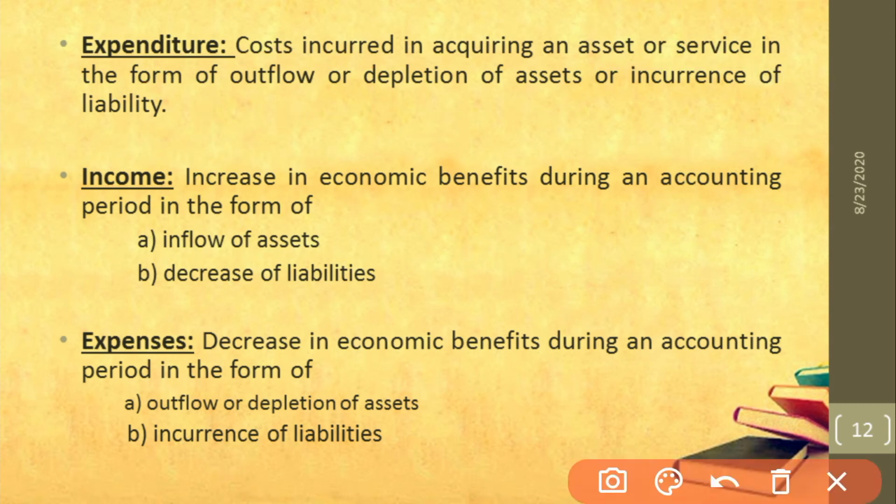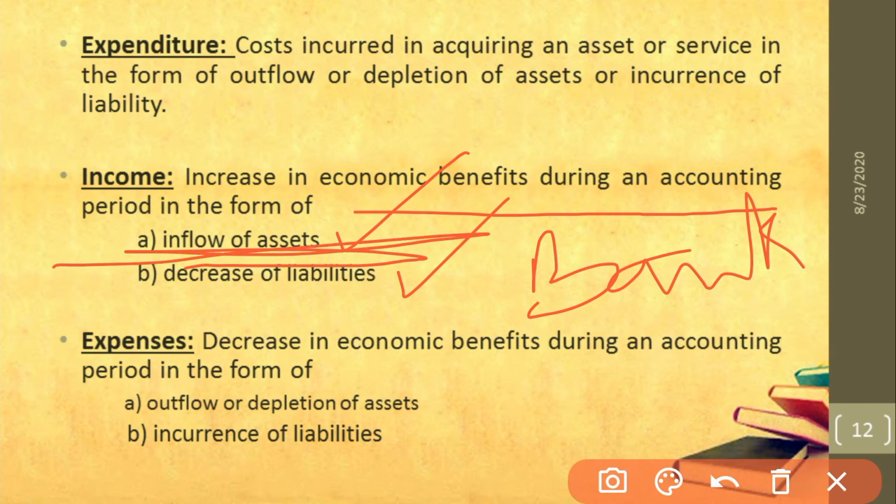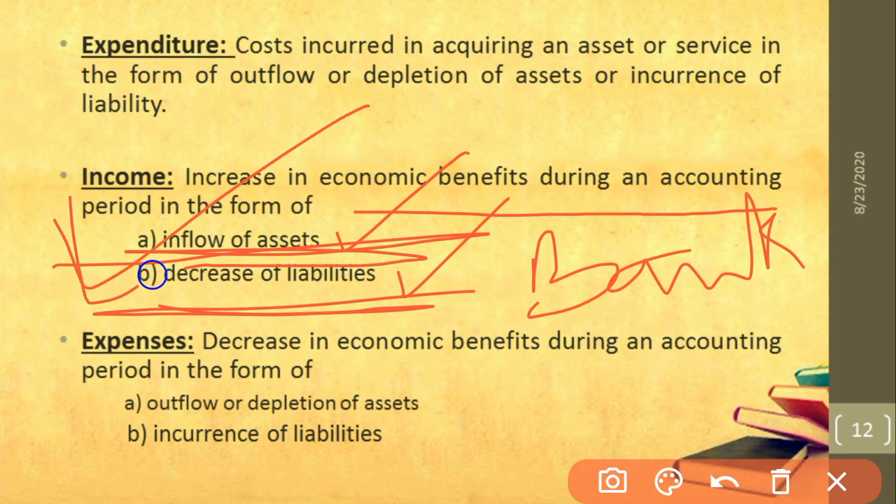And the income, what is income? Increase in the economic benefit during the accounting period in the form of inflow of assets or the decrease of the liabilities. Inflow of assets can be, I have my bank account, in which I receive some interest, so this is my inflow of the assets. And whenever there is a reduction in the liabilities, it will be the income of the enterprise.